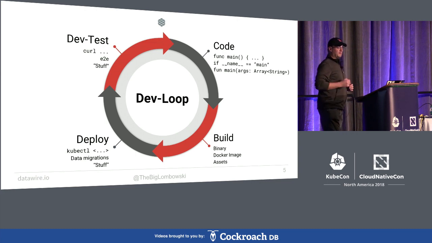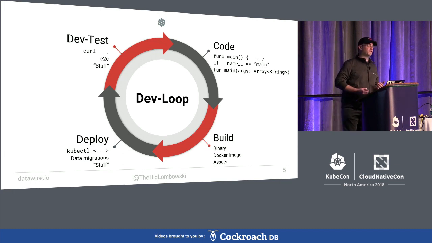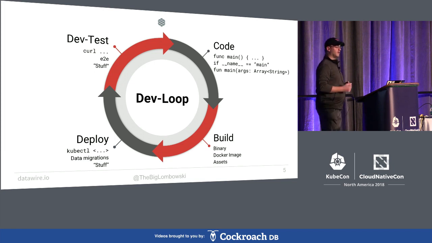And so, for many people, this takes different forms. Code: some of us write Go, some of us write Python, some of us write Kotlin. Some of us work in Java or whatever. We all have different forms of building: binaries, Docker images. It can just be packaging up static assets.